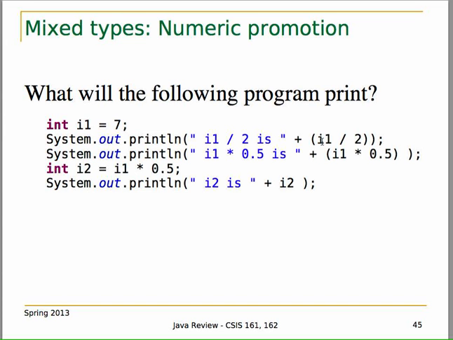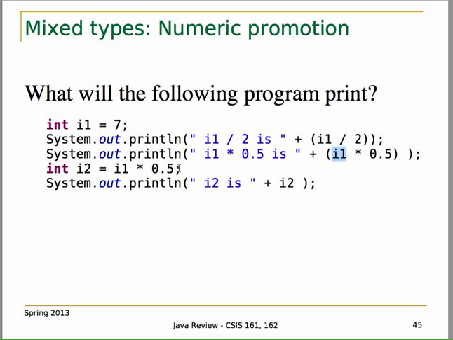is that if you say 7 divided by 2, that'll give you 3. So I1 divided by 2 will give you 3. I1 times 0.5 will give you 3.5. Why? Because now you have a double precision number and an int. The int is promoted, and then I1 is not promoted, but the value in this is promoted. Value in this I1 variable is 7. 7 times 0.5 is 3.5, and you can print that out.